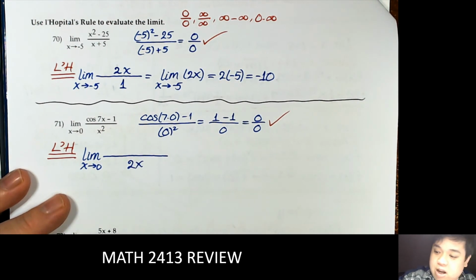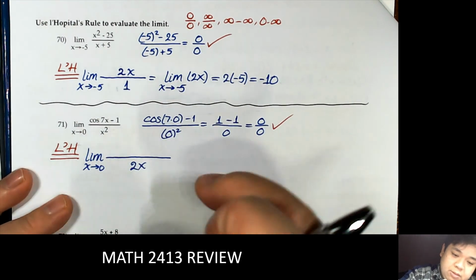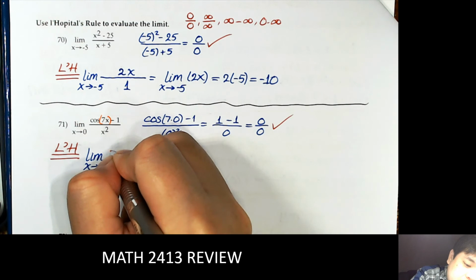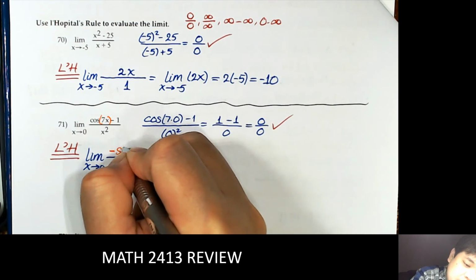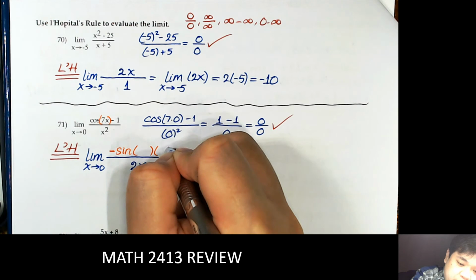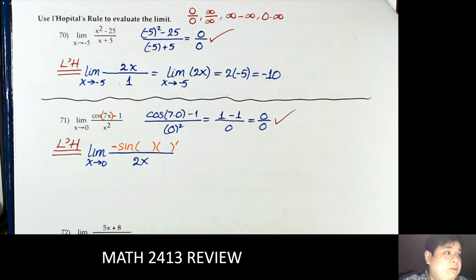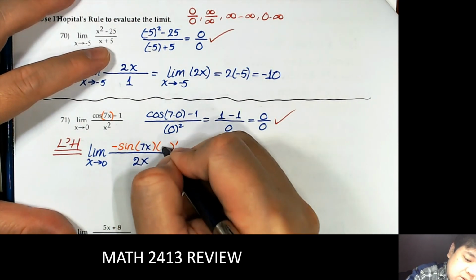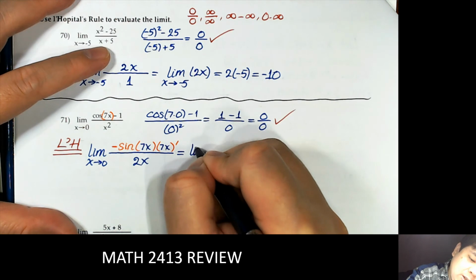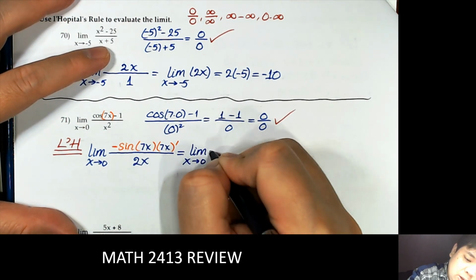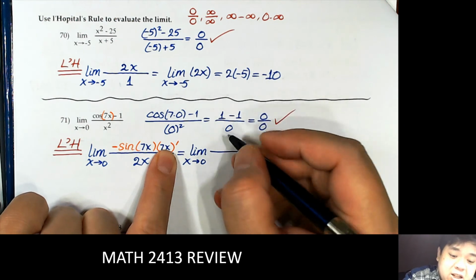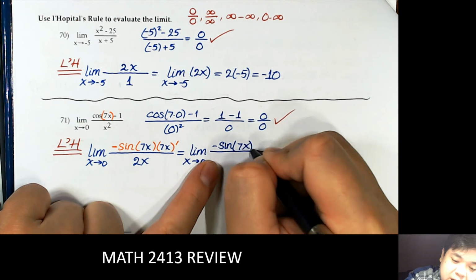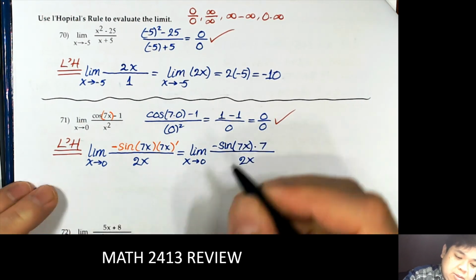Derivative of the top, that is chain rule. Cosine of something is negative sine of something, and then the derivative of that. Derivative of 1 is 0, so we're not going to need that. So that's pretty much it. Derivative of 7x is 7, so negative sine of 7x times 7 over 2x.